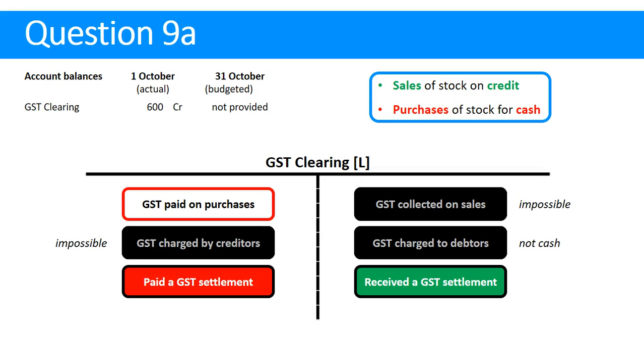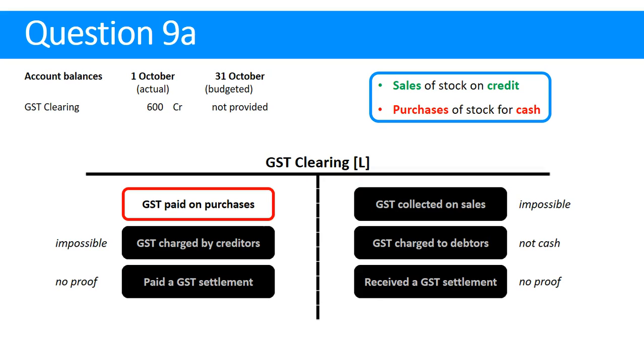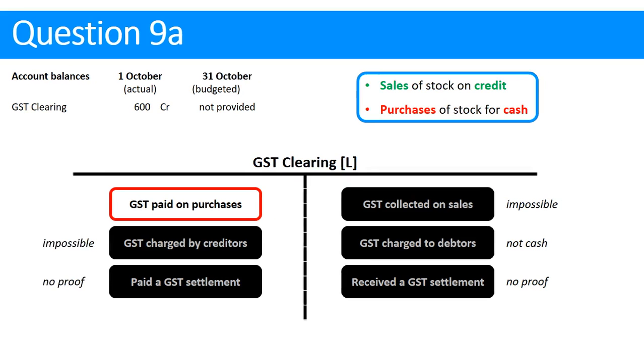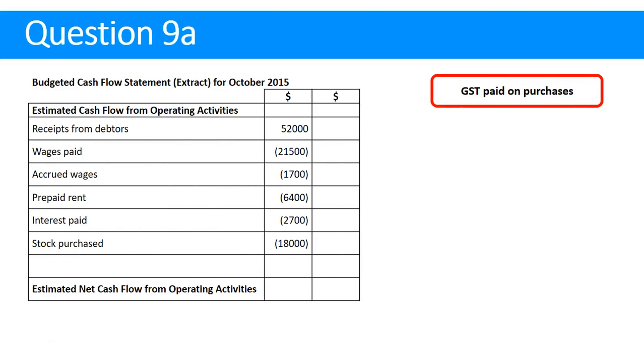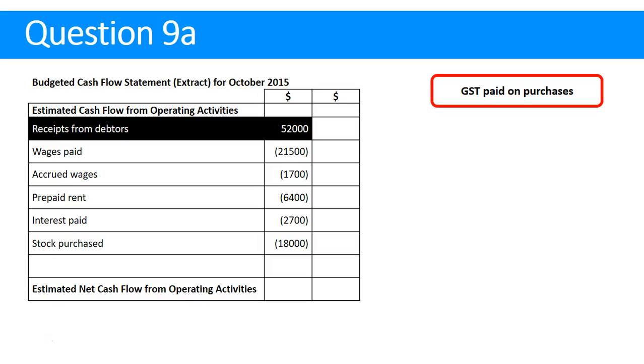Looking at the GST settlements, did we receive or pay a GST settlement? Well, there's no proof or evidence, there's nothing that says that, so we can ignore that. And that just leaves us with GST paid on purchases. So that's the only cash flow related to GST that we're going to need to look for. The best way to do that is wait until you've done every other item and figure out which items have GST. Looking at the operating activities section, we can see we've got receipts from debtors.